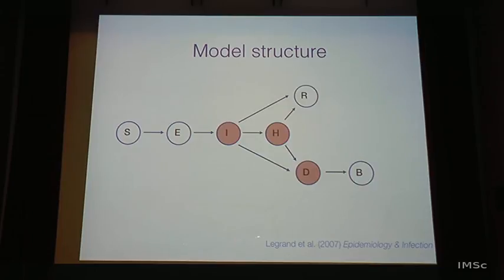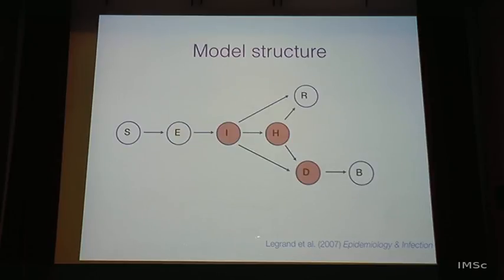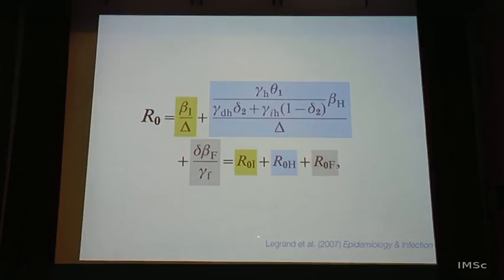If I look at the reproduction number for this model, I can actually split it into three components that correspond to my three infectious compartments. So here R0 is equal to this kind of big ugly expression, but this term corresponds to the reproduction number of people infectious in the community. This one corresponds to the reproduction number of people infectious in the hospital, and this one of the people that are dead but not yet buried, and that can transmit during the funeral. So you see, you can separate it in three parts.